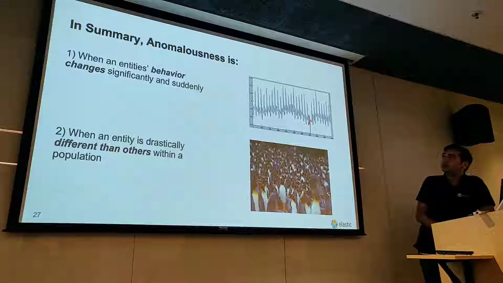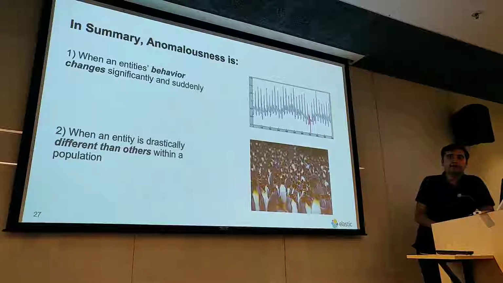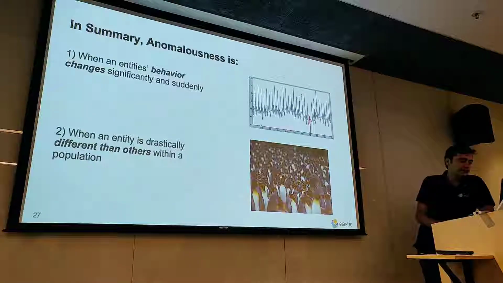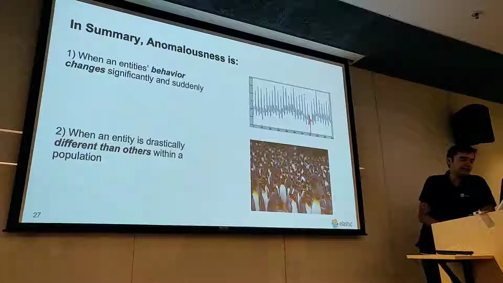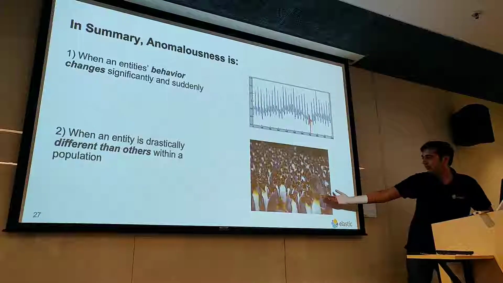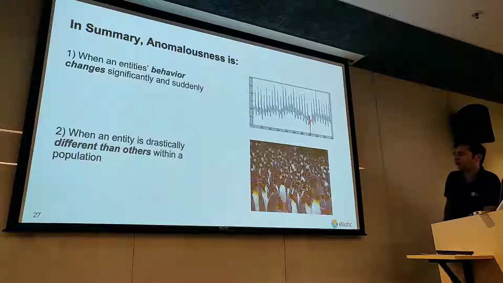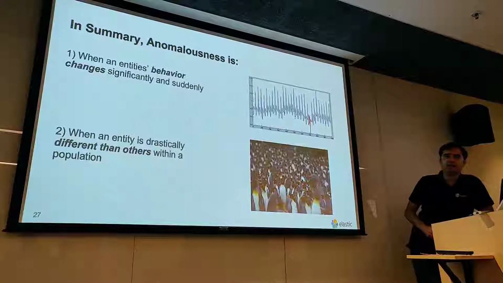In summary, if we want to define what is an anomaly, it is when an entity's behavior changes significantly and suddenly, and when an entity is drastically different than others in the population. So again an example, you have a sea of penguins and you have a seal lying in between.